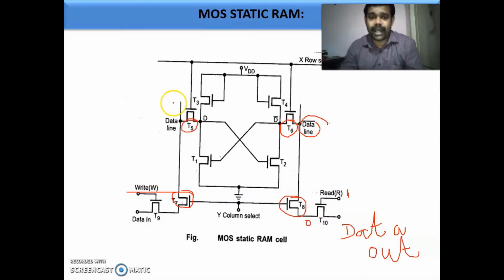Okay, this is data read operation. In data read operation, you are making the X row select line high and the Y column select line high, and it makes T5, T6 and T7, T8 on. Then you are giving a high signal to transistor T10, and that transistor gets on, and that line will be connected to this data bar line. The output present in the data bar line will be got at the output, and since it is the complement of the data, the output you are getting is the complement of the actual data.